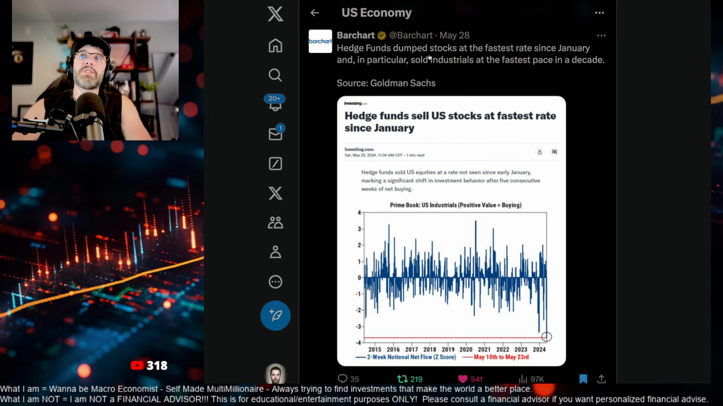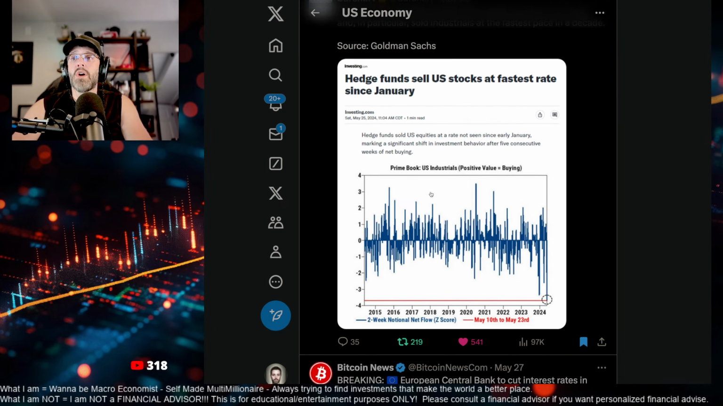Also, hedge funds dumped stocks at the fastest rate since January, and in particular, sold industrials at the fastest pace in a decade. This is interesting. It's notable.